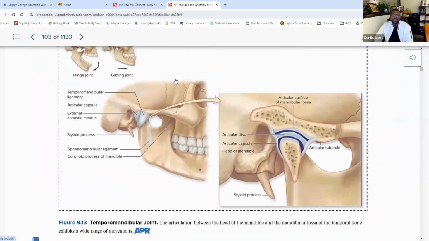So here you can see where this is going to be on the skull. Remember, there are two bones connected together, so it's going to be a ligament. Ligaments connect bone to bone. Tendons connect muscle to bone. Here you can see the temporomandibular ligament that's going to hold that together. If it becomes too loose, your jaw can pop out of the joint and cause issues.